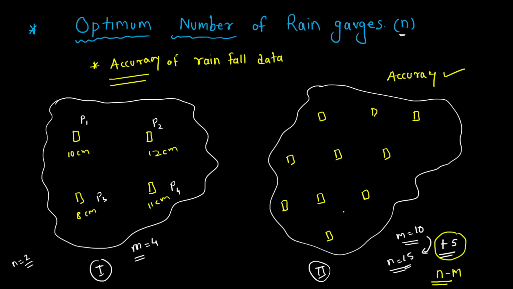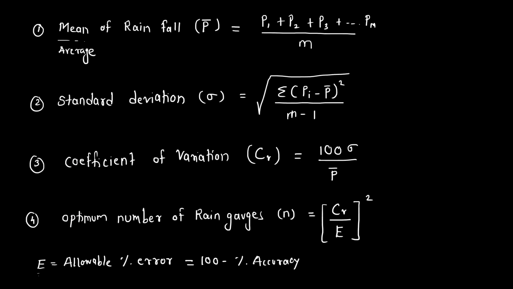So in this class, we have studied about the optimum number of rain gauges. This optimum number of rain gauges is decided based on the accuracy of rainfall data required. If you want more accurate data, then the number of rain gauges required will be more. So how to find out the optimum number of rain gauges? You can use the formulas which are already given. Once you get the optimum number of rain gauges, you have to find out whether on the site the optimum number of rain gauges is present or not.